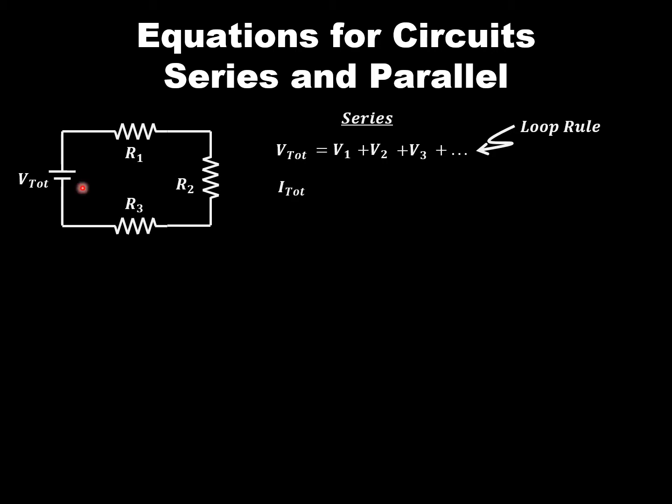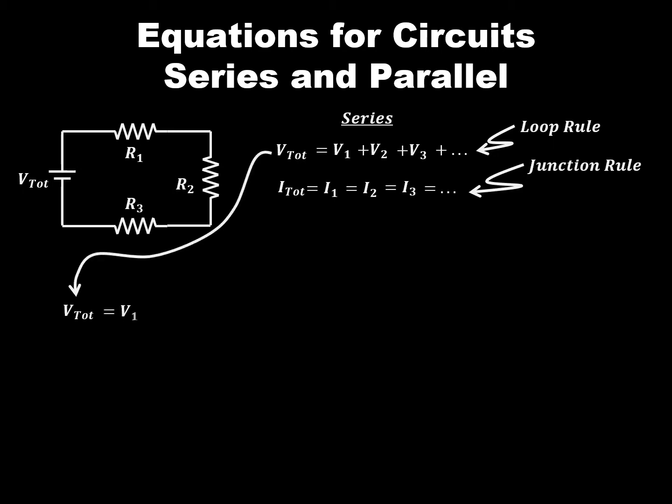The current, well, since it's a series circuit, the current has to go through each one of these. So whatever current the battery is pushing out is going to be equal to the current through each one of these. And that gives us that the total current is going to be equal to current 1, which equals current 2, which is going to be equal to current 3. And that's our junction rule. Because we don't have any splitting off and current is not dissipated, that means the current is going to be the same for all of them.